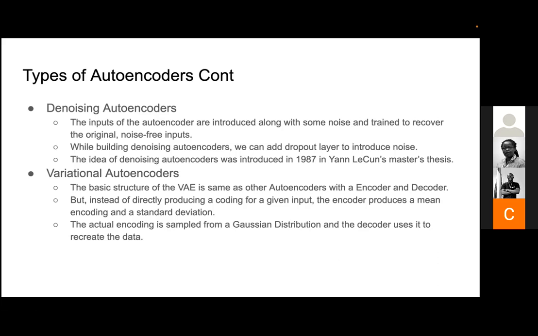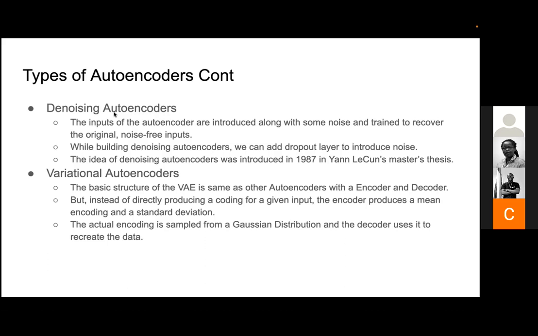So in denoising autoencoders, the input of the autoencoder is introduced along with some noise and trained to recover the original noise-free inputs. So imagine you have a very noisy image and you want to reconstruct the original image from the noisy image. Denoising autoencoders will be helpful in such cases.